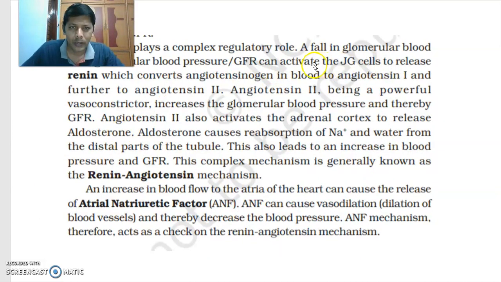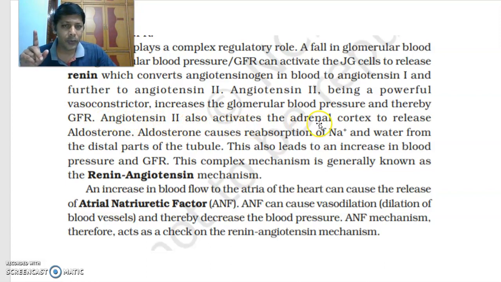The JG cells release renin, which converts angiotensinogen, present in the blood plasma as an inactive form, into angiotensin 1, which is active. And further it is converted to angiotensin 2. In the state textbook they gave this in detail; they shorten it here. Angiotensin 2 is a powerful vasoconstrictor, which increases the glomerular blood pressure, and therefore GFR increases.